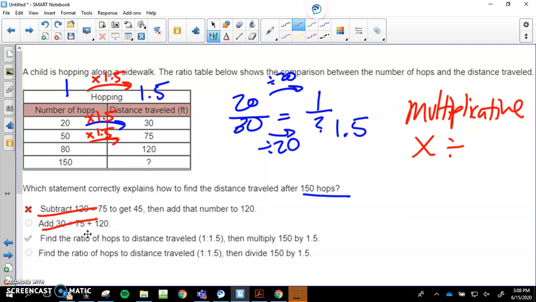So both of these tell us the correct thing. We found the ratio or the unit rate 1 to 1.5. But then at the end we need to multiply. That's why this one is correct and not this one. When you divide by that factor, 1 divided by 1.5 doesn't get you to 1.5. So that's why we need to make sure that we are multiplying all the way through.